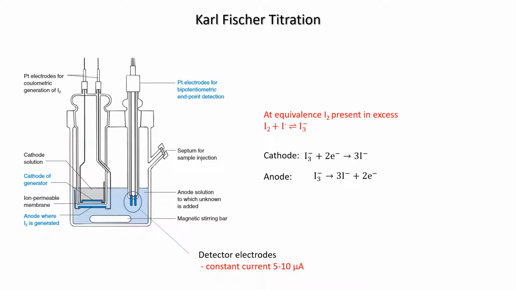Once equivalence is reached, excess I2 is present. I2 is reduced at the cathode, producing I-, which carries the charge between the electrodes and greatly reduces the potential required to maintain the current. This drop in voltage signals the endpoint of the titration.